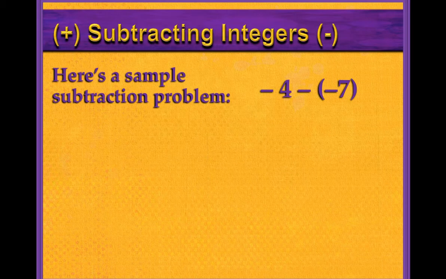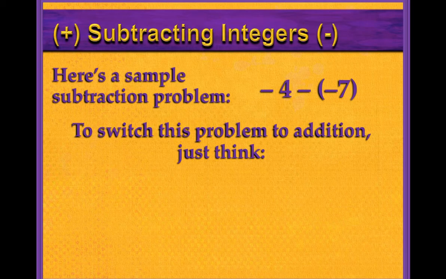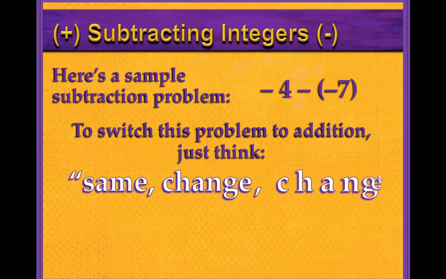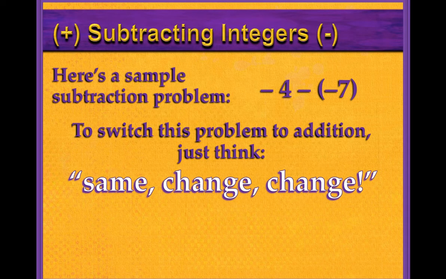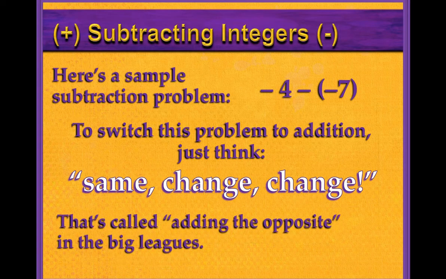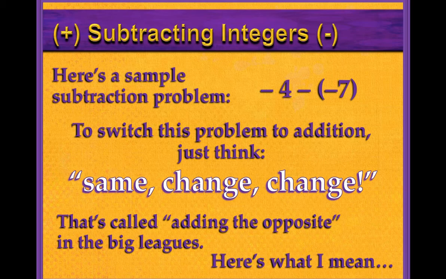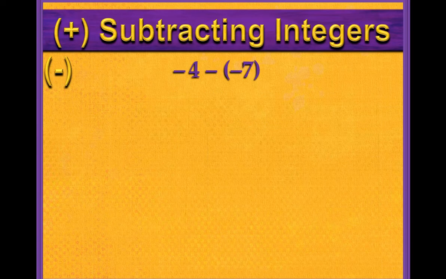So here's a subtraction problem. Negative 4 minus negative 7. To switch this problem, just think about addition. Same, change, change, or keep, change, change. That's called adding the opposite in the big leagues. Here's what I mean. So I have negative 4 minus negative 7.